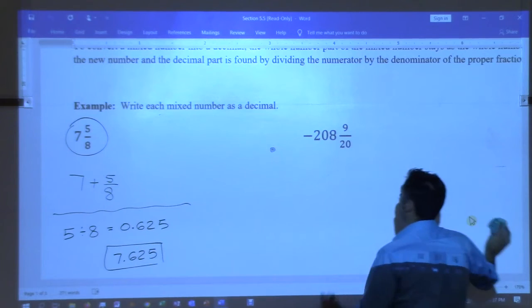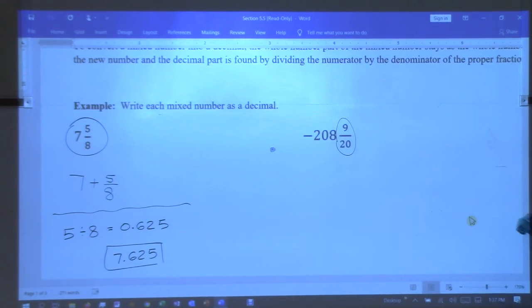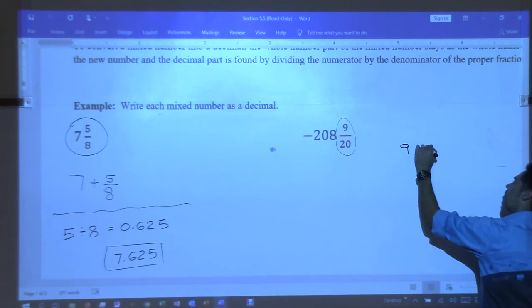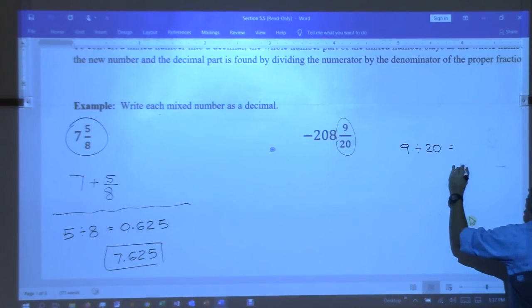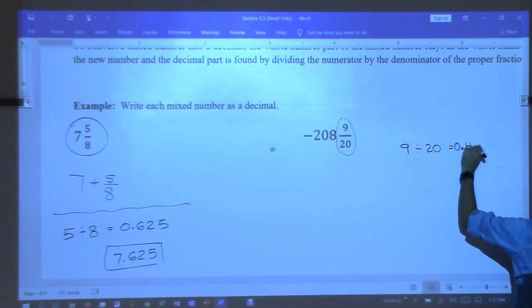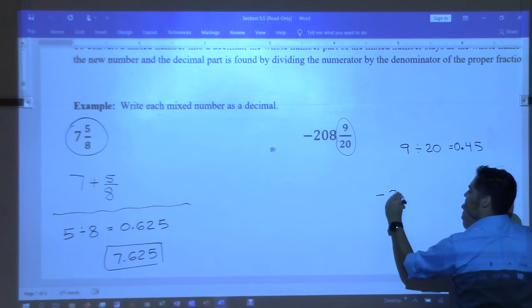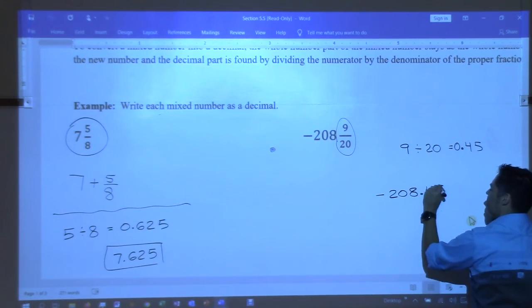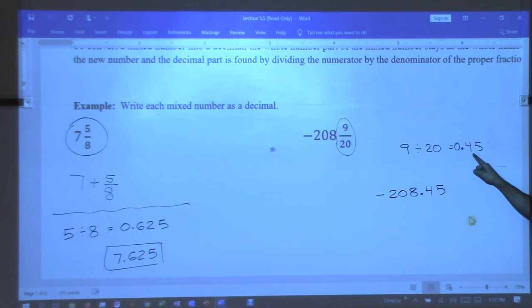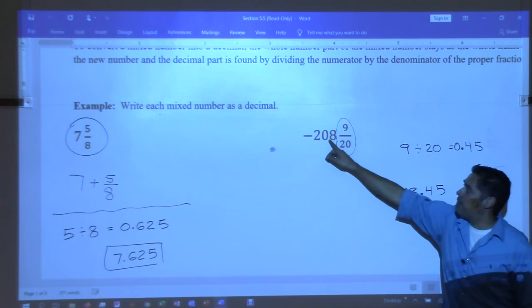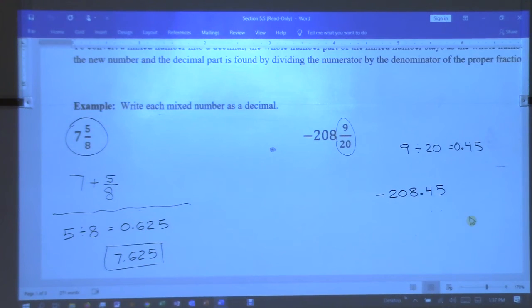Okay, this one, same story. Let's do that on our calculator. What's 9 divided by 20? 0.45. And then we need to add 208 to that, right? But make it negative. So negative 208.45. Do y'all understand what I'm doing here? Just getting the fractional part with my calculator, adding the whole number that's in front, and keeping the sign of whatever it was.